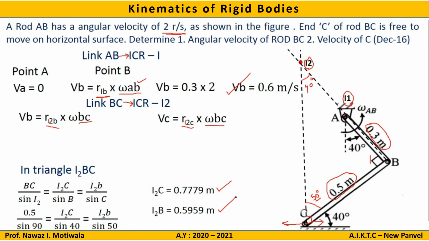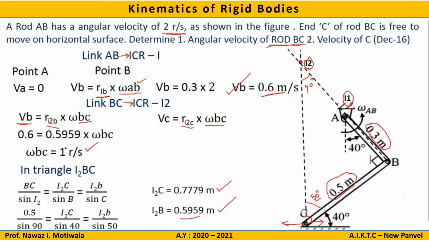What is the next step? The next step is just the substitution of these values in the above equations. VB is already known to us from the earlier equation, that is 0.6. I2B I have already found as 0.5959. Just substituting in this equation, I get omega BC as 1 radian per second. So with this I have completed the first answer: find the angular velocity of rod BC.